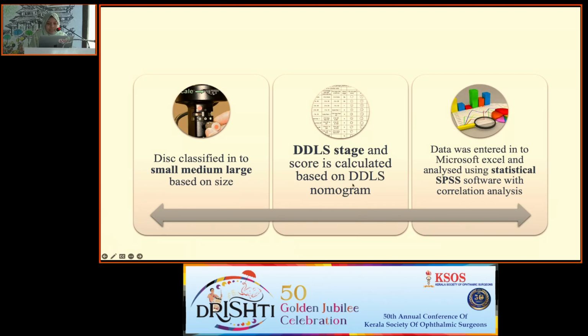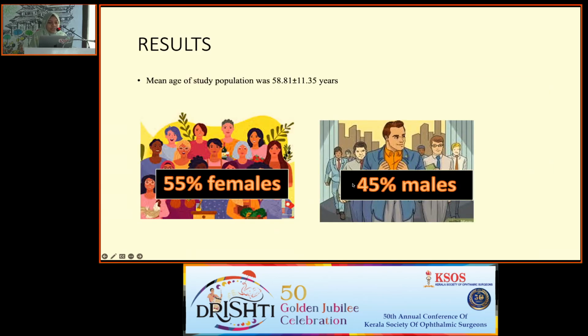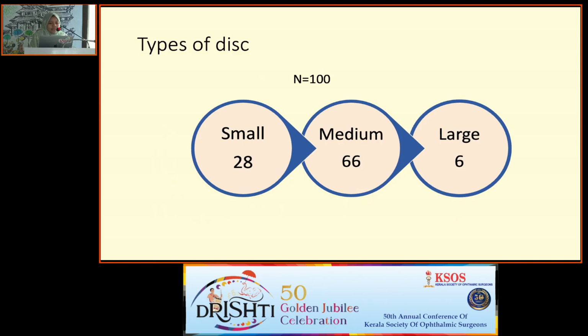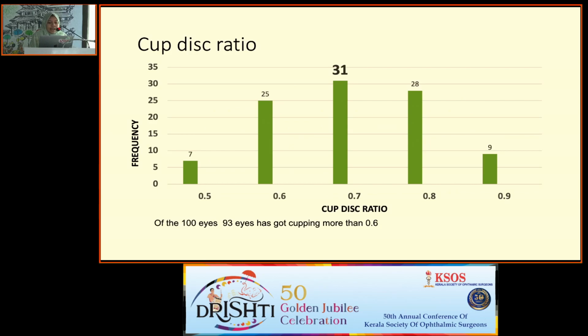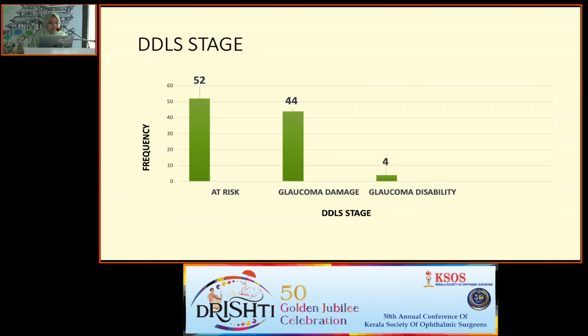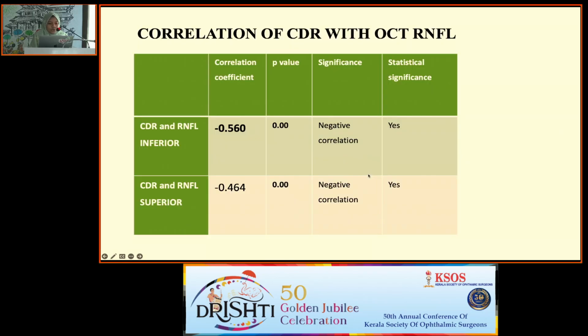Data was entered and analyzed. Results: mean age was 58 plus or minus 11.35 years, and 55% were females, 45% were males. Of the 100 eyes examined, the majority, 66 eyes, had a medium sized disc, and more than 93 eyes had cupping of more than 0.6. On DDLS stage, 52 eyes came under the category of at risk, 44 eyes under glaucoma damage, and 4 eyes under glaucoma disability.